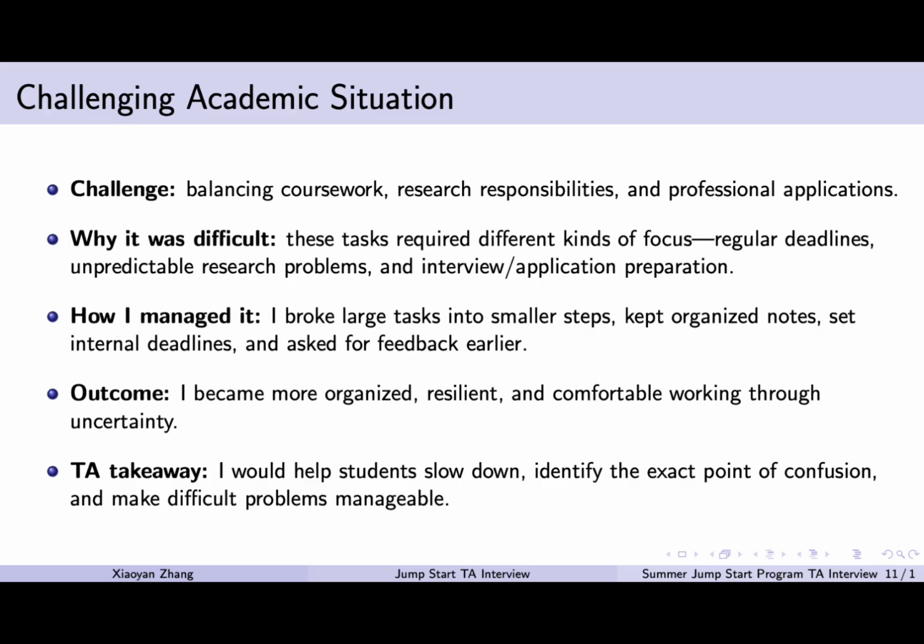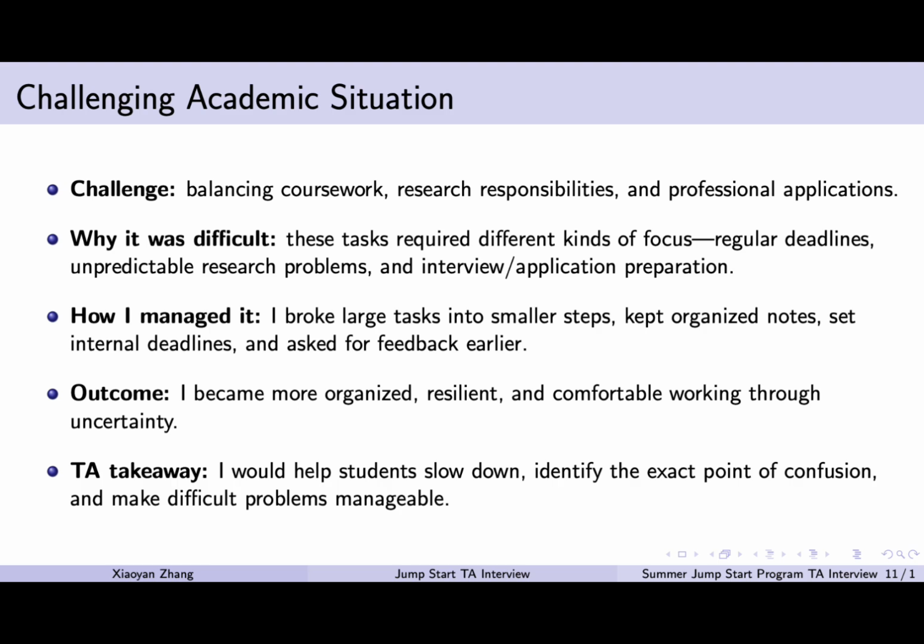Third, I also learned to ask for feedback earlier because I gradually realized that asking for feedback at the right time can save time and improve the quality of the work. It also helped me become more comfortable with the fact that research is an iterative process. So finally, the outcome was that I became more organized and more resilient.